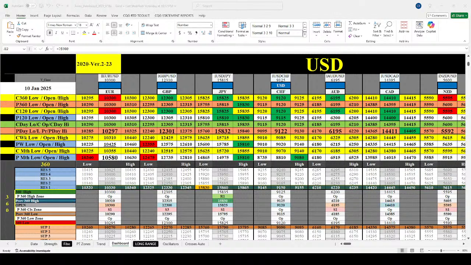Okay, so now we... what I was saying, yeah. Okay, so then we expect this 5855 to break. If it breaks, then we should see 5885 or even 5950, 5985.